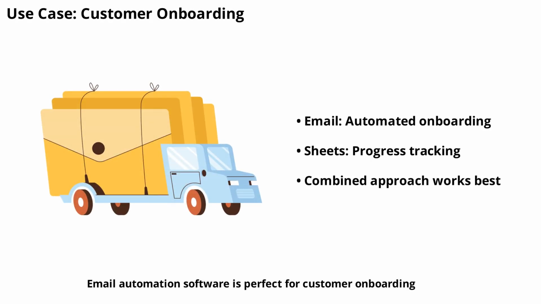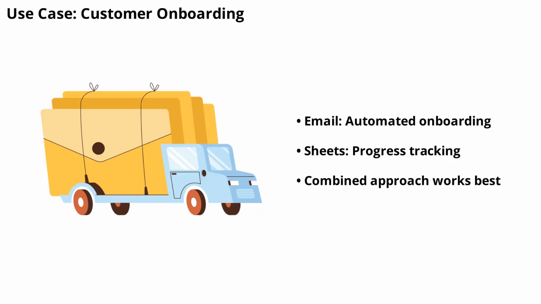Email automation software is perfect for customer onboarding. You can set up a series of welcome emails, tutorials, and check-ins that are automatically sent to new users. This ensures a consistent and engaging experience. Google Sheets can help track onboarding progress, but it cannot deliver the onboarding content itself. For a seamless onboarding journey, use both tools together.